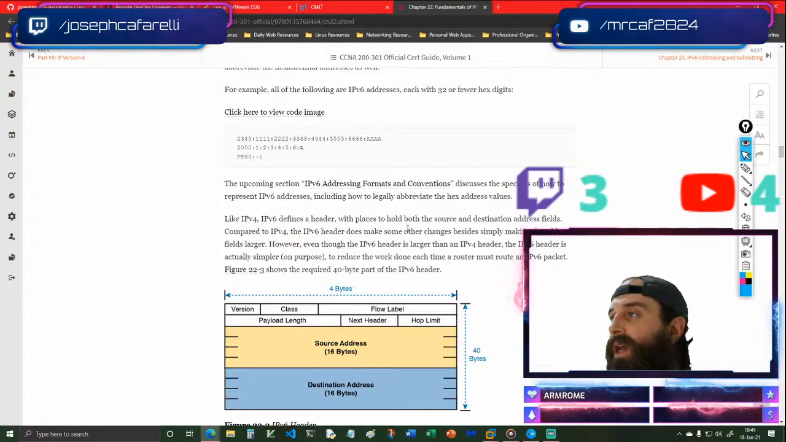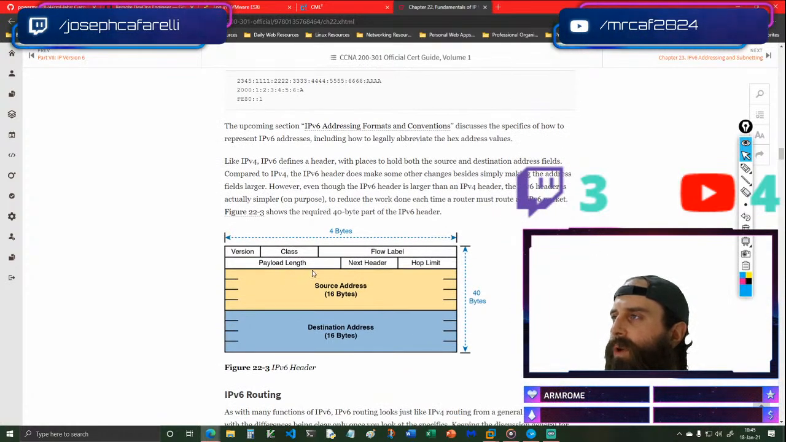Like IPv4, IPv6 defines the header, which has places to hold both the source and destination address fields. Comparing IPv4 and IPv6, the header does not make other changes besides simply making the address field larger. However, even though the IPv6 header is larger than the IPv4 header, the IPv6 header is actually simpler, on purpose, to reduce the work done each time the router must route an IPv6 packet, shown in the required 40-byte part of the IPv6 header.